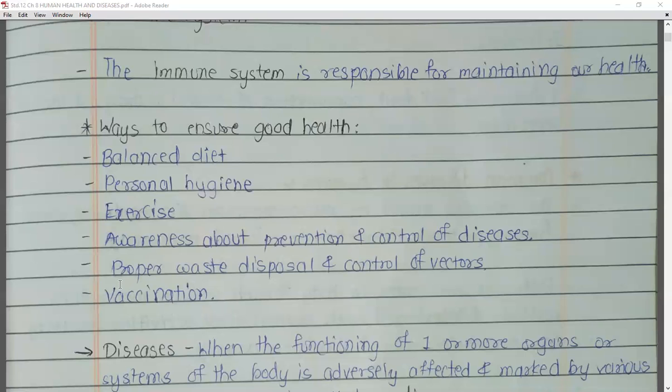Next is the proper waste disposal and control of factors.